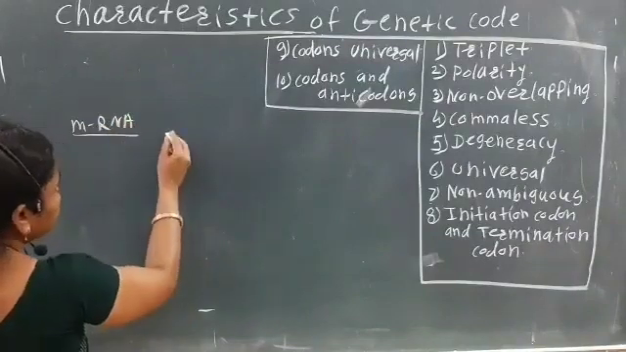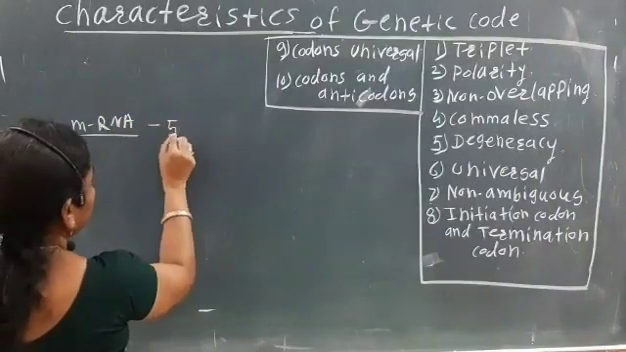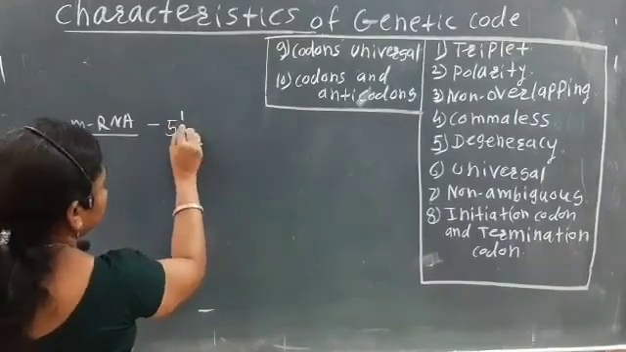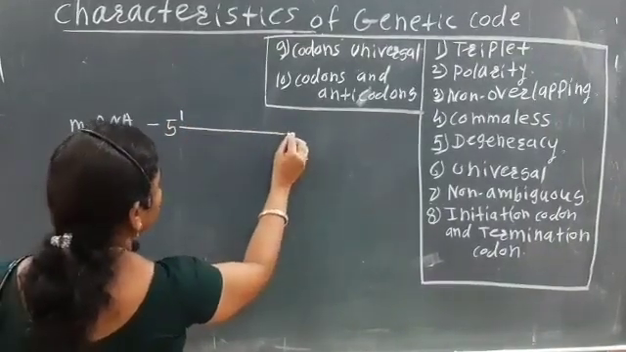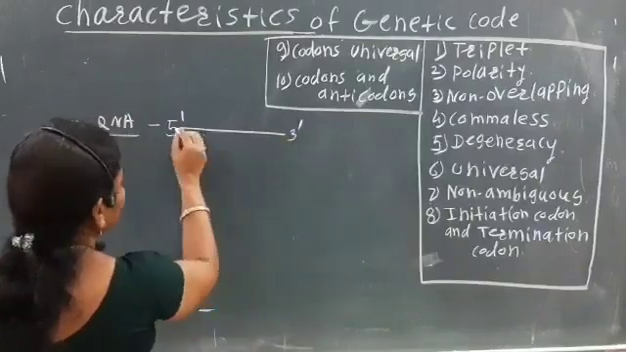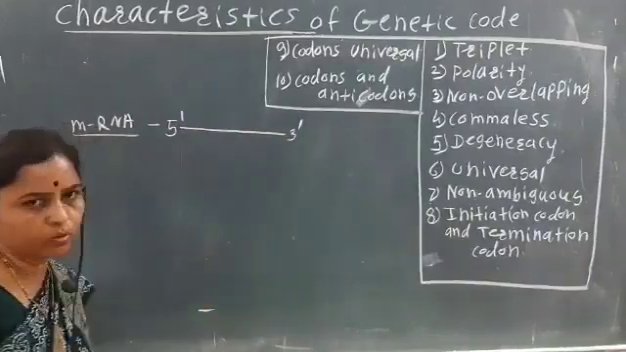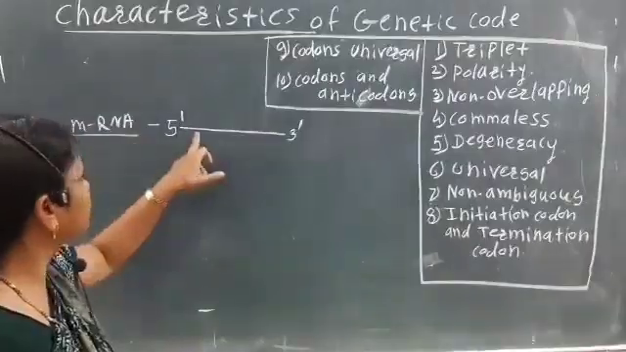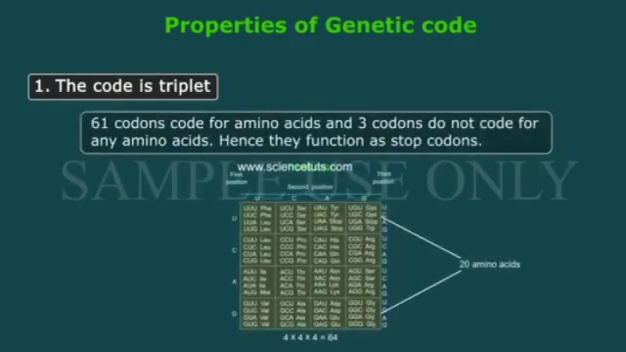So if we read the genetic code, it is read from the 5 prime end to the 3 prime end. Characteristic 1: The code is triplet. 61 codons code for amino acids and 3 codons do not code for any amino acids. Hence, they function as stop codons.